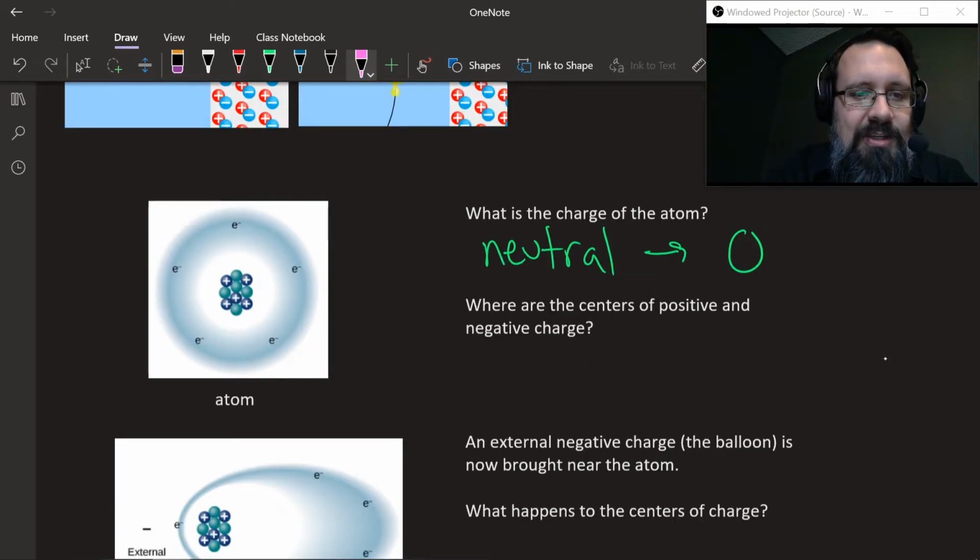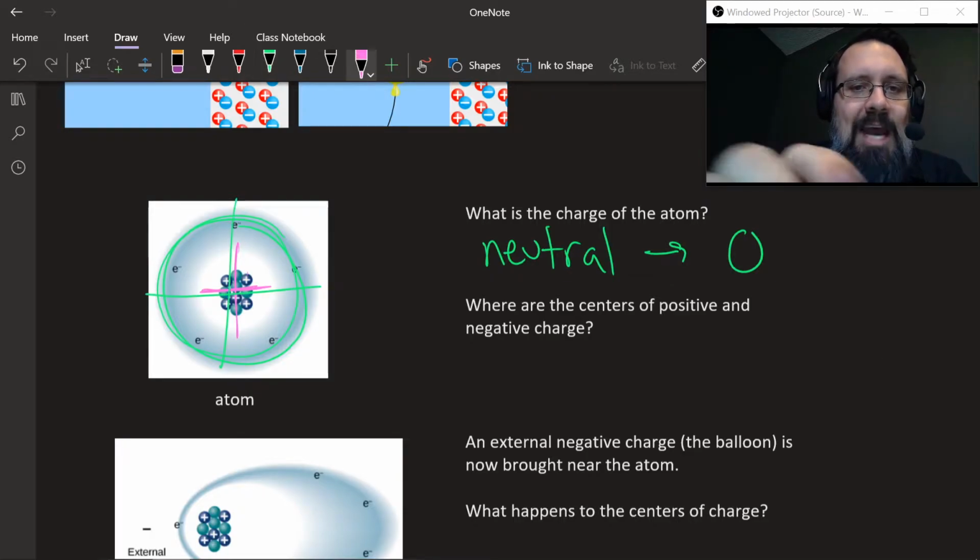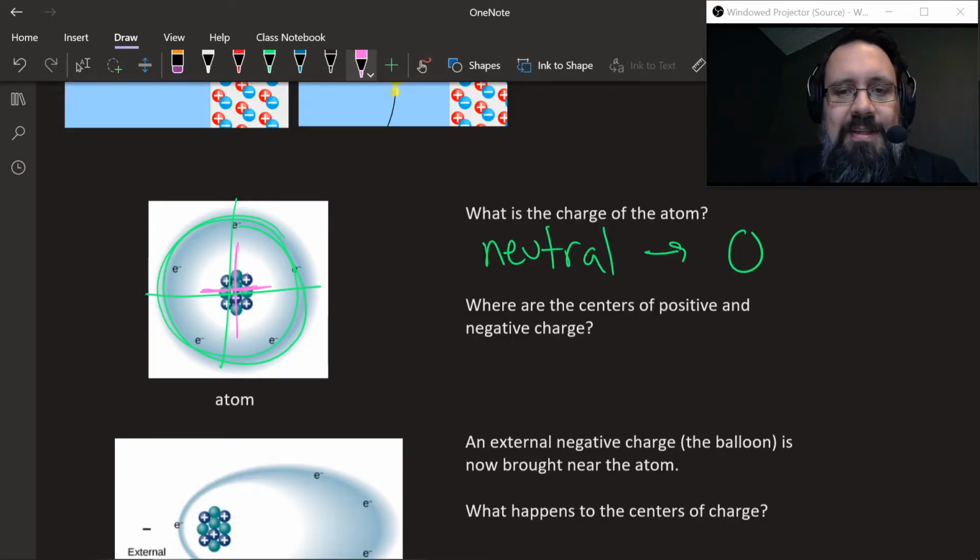So the positive charge is here. Where's the center of that? Well, the center of that charge is right there at the nucleus. Where's the center of the negative charge? So the negative charge is around here. Where's the center of the negative charge? Also at the center. So what happens is the centers of both charges are in the center, in the nucleus.